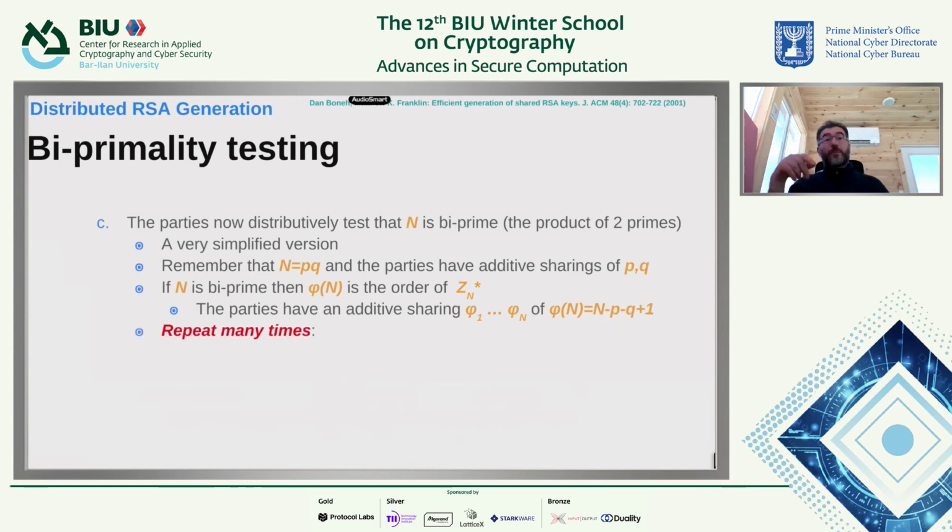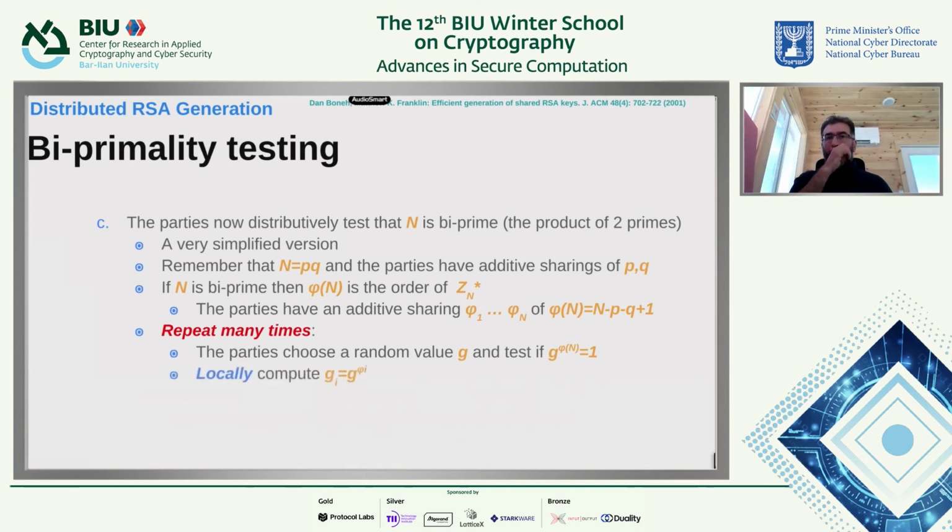And now you're going to repeat many times: you choose a random value G, and you test that G to the phi of N is equal to 1. Actually you have to do P plus or minus 1, but basically this tells you that phi of N has to be the order of the group. Okay, this I'm hand-waving, I'm trying to get the concept across. There's a lot of subtlety there, but this is the basic idea.